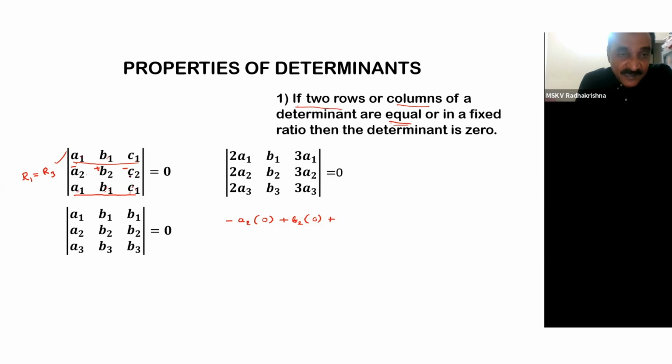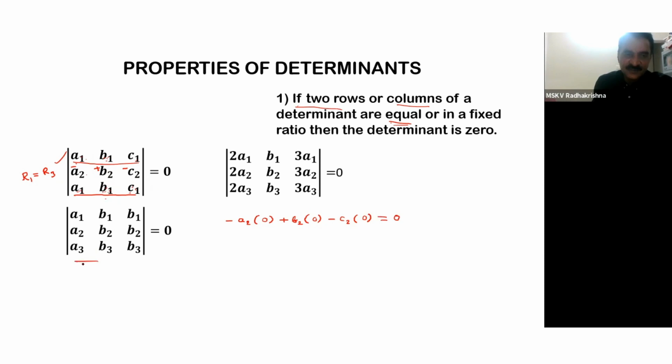Plus, not plus, minus C2 into. What is the subdeterminant for C2? A1 B1, A1 B1. A1 into B1 minus A1 into B1, again 0. So how much are you getting? Minus A2 into 0 plus B2 into 0 plus minus C2 into 0. It is 0. Okay. So if two rows are identical, determinant is 0.